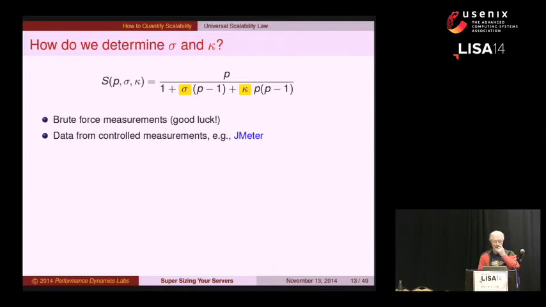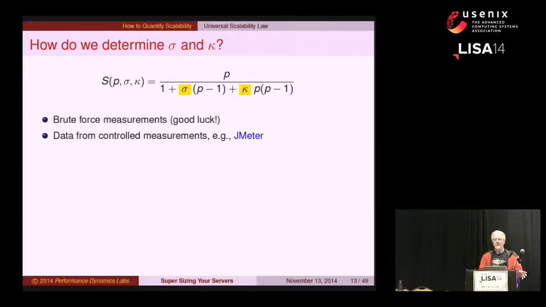So now the question is, how do we determine this sigma and kappa? We've got our model, we've got our equation, we can put numbers in, so we're well on our way to doing quantification. And I've shown you what it looks like theoretically. Now I'd like to try and apply it to some data. Where is that data going to come from? Well, you could try to do this stuff by brute force. And in fact, people have tried to do that. Well, good luck with that. That's the hard way to go about it.